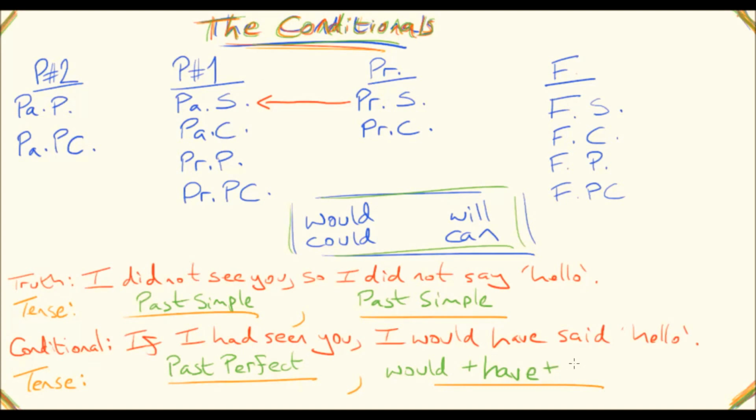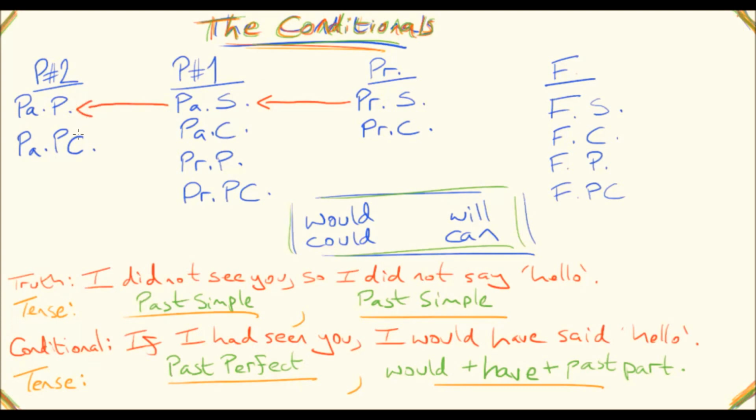So rule number 2, the next verb, which in this case is our main verb, has to be a past participle. So would have said. It's not really present perfect, it's just would plus the 3 golden rules. In this case, the first 2 of them. So here's the interesting thing then when it comes to this process. I did not see you, that's the truth. The condition, if I had seen you, we're going from past simple to past perfect.